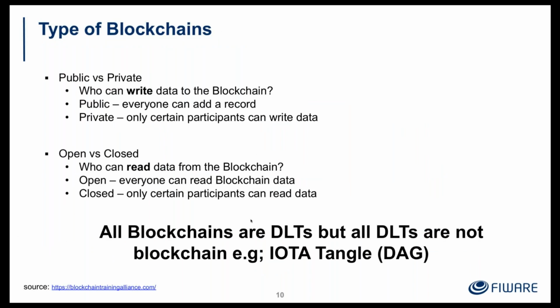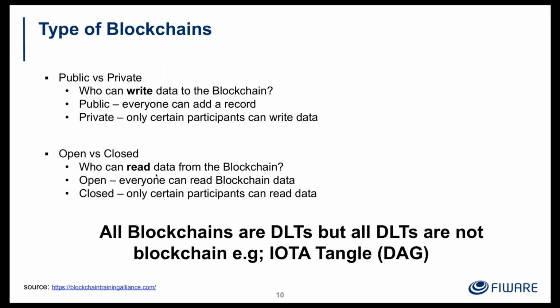There are different kinds of blockchain. If we talk about public and private, we determine it by who can write the data on a blockchain. A publicly available blockchain means that everyone can add records, and with a private one, only certain participants can write data. There are many private blockchains, such as Hyperledger Umbrella, that have permissioning, and you can implement your own rule sets to keep data private.